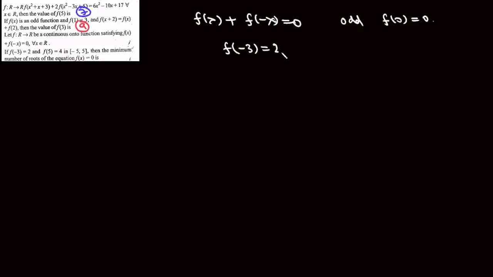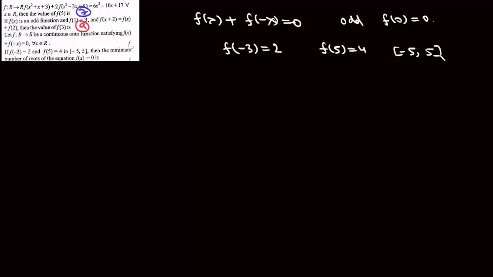Now it says f(x) is a continuous onto function satisfying f(x) plus f(minus x) equals 0. That means f(x) is odd, and also we know f(0) will be 0. And it says f(minus 3) is 2 and f(5) is 4, and minus 5 and plus 5. The minimum number of roots of this equation f(x) equals 0 is.